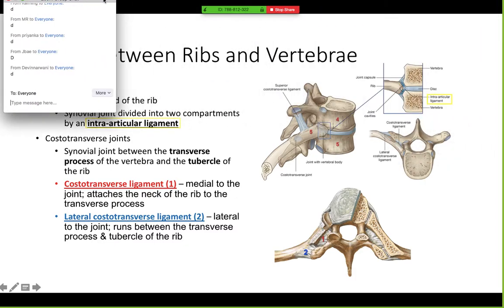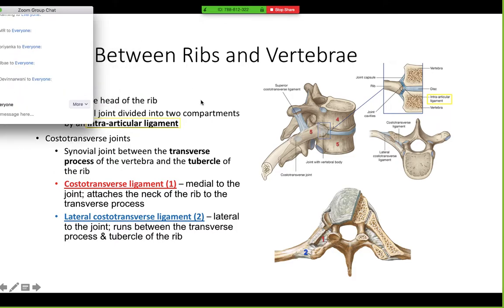I don't remember being tested on any of these last year, but just in case, remember you have an intra-articular ligament between the head and the vertebral bodies, and then a costotransverse ligament and a lateral costotransverse ligament.